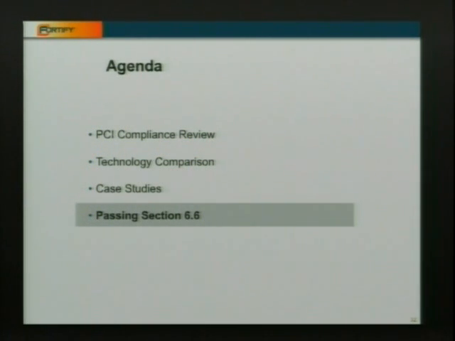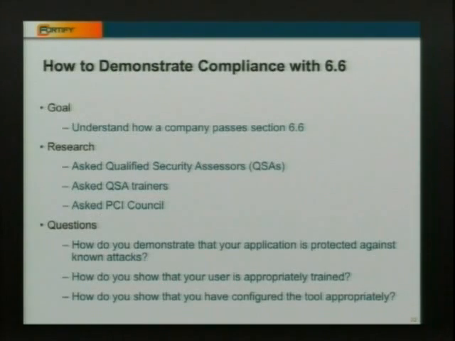The next step is you choose a solution or multiple solutions. Then you have to demonstrate to an auditor, or maybe an internal auditor, I have complied with Section 6.6. How do you do that? So we did a little research. We talked to some qualified security assessors, the QSAs. We talked to the people who train the QSAs. We talked to the PCI Council, and we asked them 3 questions.